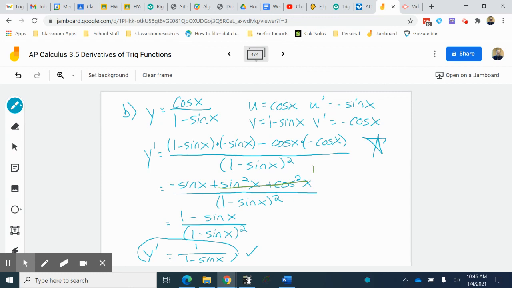Okay, why don't you go ahead and do exercises 5 and 9 if you are in my calc class and using this book.